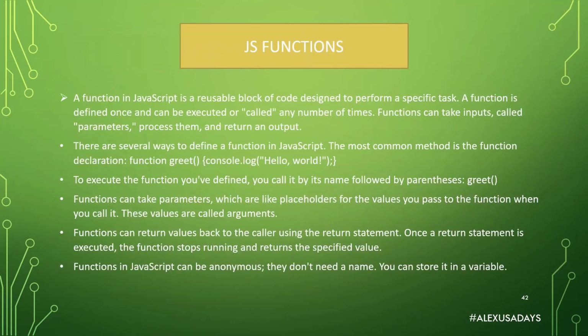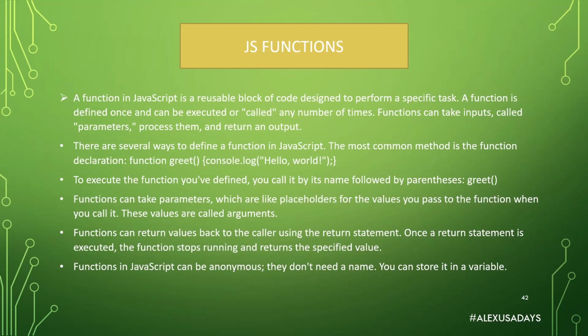Okay, so JavaScript functions. A function in JavaScript is a reusable block of code designed to perform a specific task. A function is defined once and can be executed or called any number of times. Functions can take inputs, called parameters, process them, and return an output. There are several ways to define a function in JavaScript. The most common method is the function declaration.